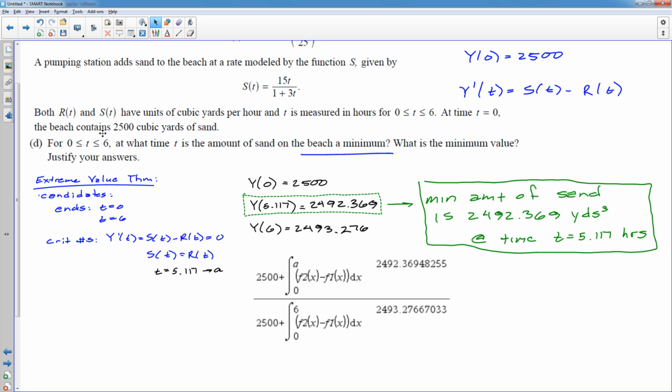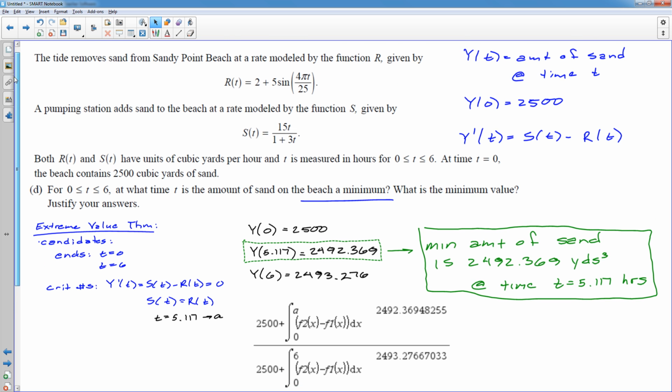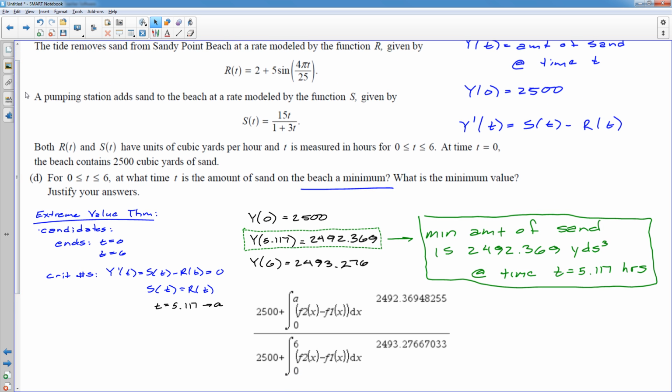So there you go. That's what I dub a rate in, rate out problem. These have been increasingly popular in recent years on the AP exam, so I wanted to flesh one out for you.